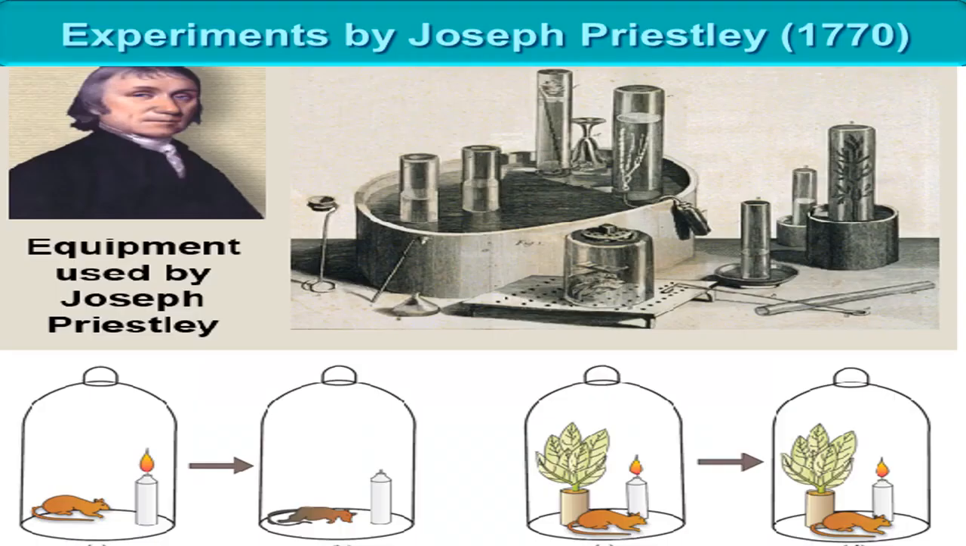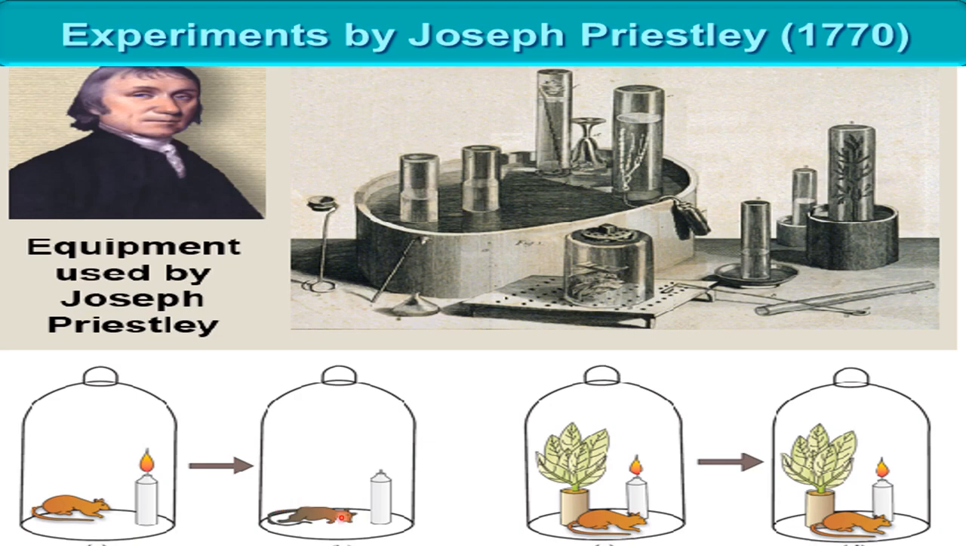Next experiment is the experiments done by Joseph Priestley, and he performed a series of experiments in 1770 to show the essential role of air for the growth of green plants. And he did his experiment like this, like in starting he took a bell jar of this type and placed a burning candle and a mouse inside it, right? And he observed that soon this burning candle gets extinguished. Similarly, mouse would soon suffocate and die.